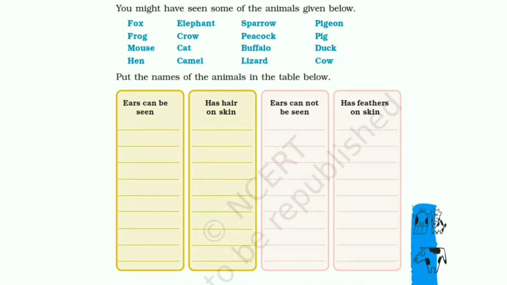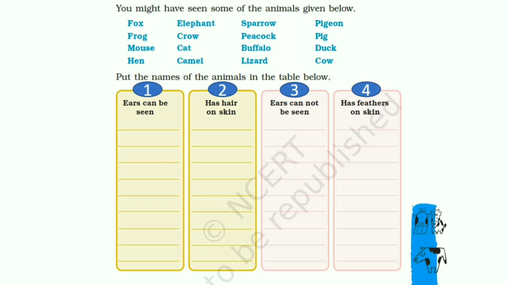4 tables are there. For our convenience, we are giving numbers 1, 2, 3 and 4. Table 1 is names of animals whose ears can be seen. Table 3, names of animals whose ears cannot be seen. Table 2, names of the animals which have hair on their skin. And table 4 is names of the animals which have feathers on skin.